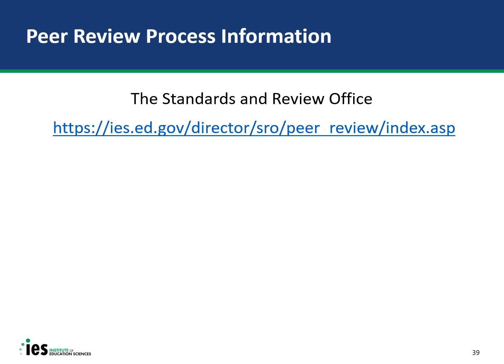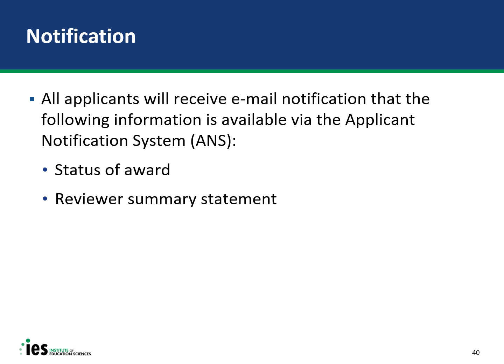If you want to learn more about the peer review process, you can follow this link to find out more information from the Standards and Review Office, who oversees this process. In terms of notification about your application, all notifications will come through the Applicant Notification System, which is a system that you're prompted to sign up for once you've submitted an application. So if you've submitted before, you should already have an account. This will provide you with information about the status of the award, and when summary statements of reviewer comments are released, it will also allow you to access those.